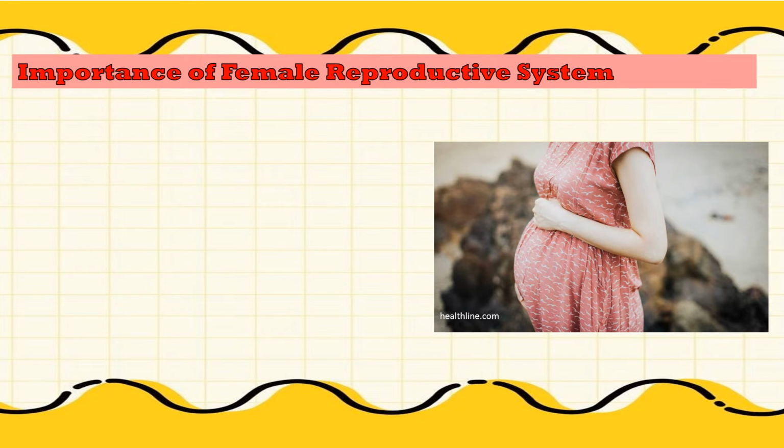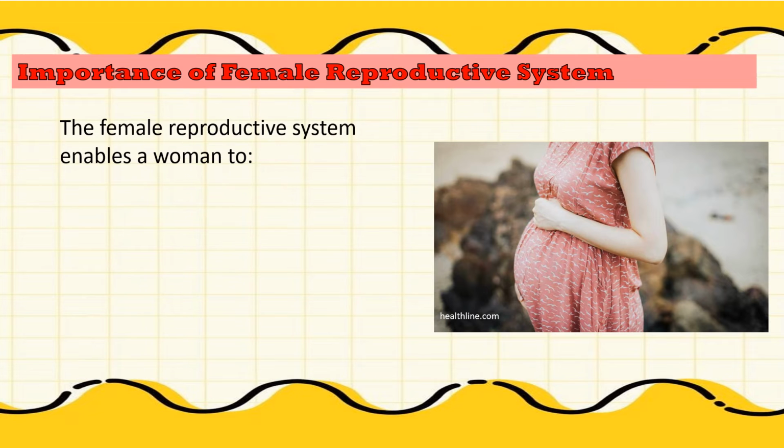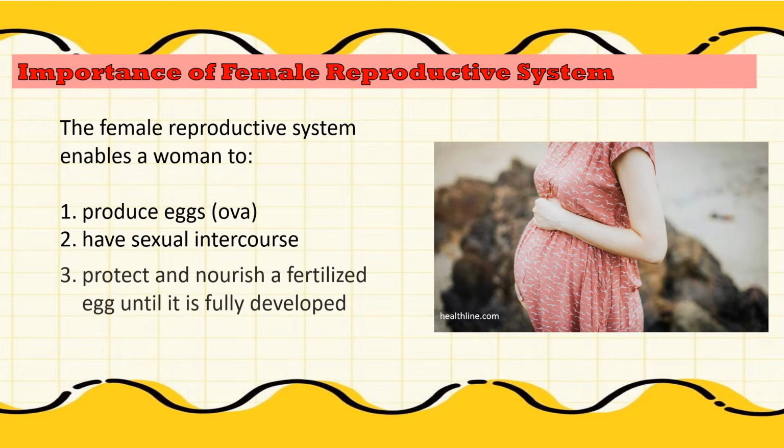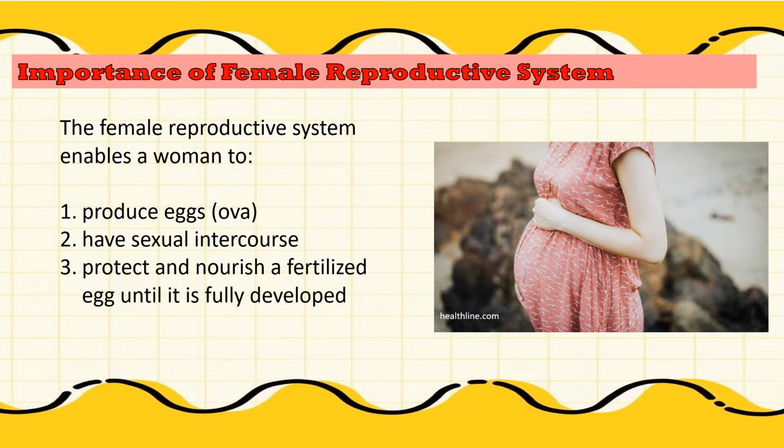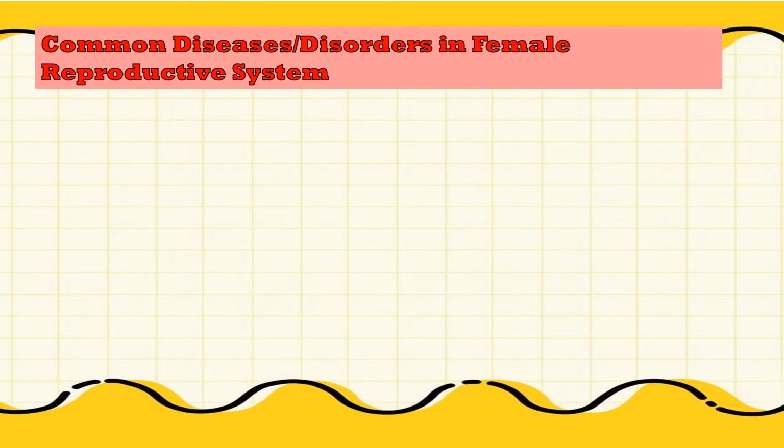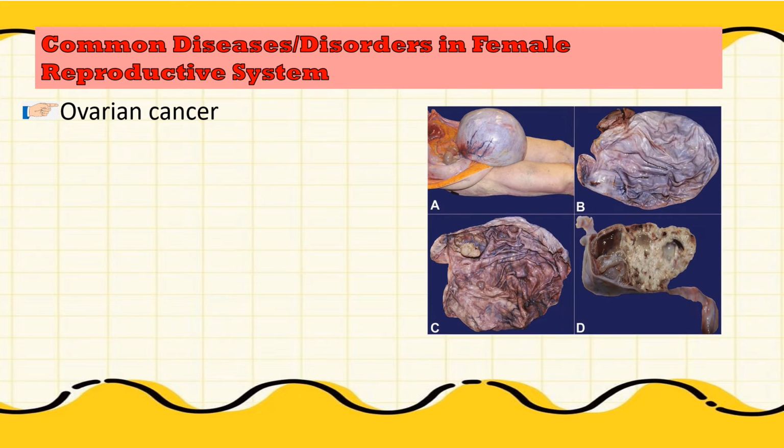Here we have the importance of the female reproductive system. It enables women to produce eggs, have sexual intercourse, protect and nourish a fertilized egg until it is fully developed, and give birth. Common diseases and disorders in the female reproductive system include but are not limited to the following. We have ovarian cancer, wherein the cells multiply quickly and can invade and destroy healthy body tissues in the ovary. This is an actual picture of an ovary with cancer cells.